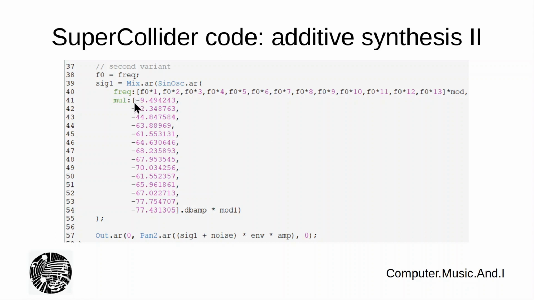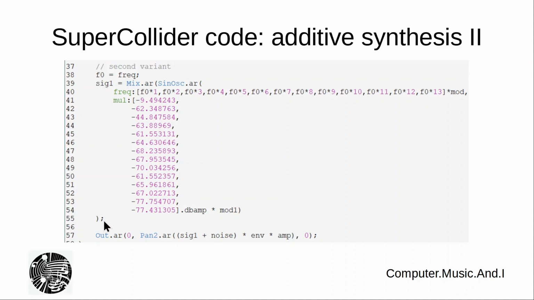Now, the same is to be done for the multiplications, for the amplitude. So here I'm using the values that I measured with Audacity, and in order to convert it to amplitude, I just add the dB amp, and again I'm using the modulation one to modulate the amplitude. And that's it. But if I have multi-channel expansion, I usually would have 13 channels, which I don't want. So I'm using the mix UGen to mix it all down into one signal.